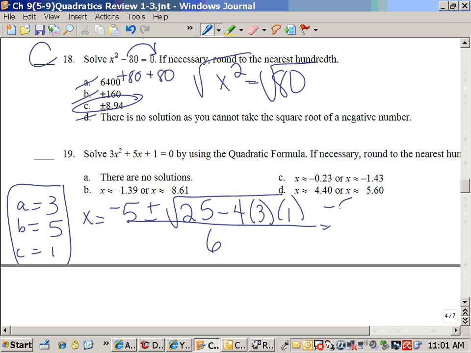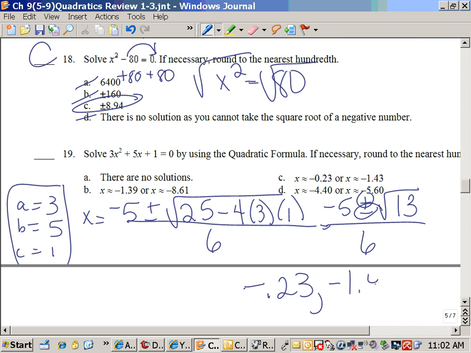Okay, so that's negative 5 plus or minus the square root of 25, take away 12, which is 13, over 6. Now using my calculator, and I don't have one, I would have to take the square root of 13, add it to -5, divide by 6, then take the next square root. So you're going to have to figure that one out. If you take the plus square root of 13, it gives you -0.23. And if you do the minus square root of 13, it gives you -1.43 approximate.